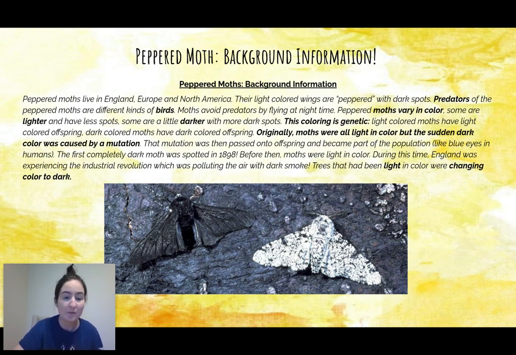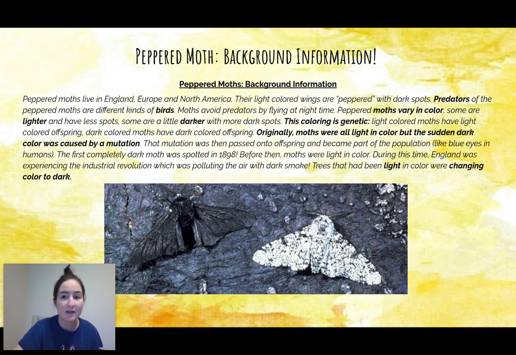I can read it with you. Peppered moths live in England, Europe, and North America. Their light-colored wings are peppered with dark spots. So it looks like if you sprinkled pepper on, like, a napkin. Predators of the peppered moths are different kinds of birds. Moths avoid predators by flying at nighttime.